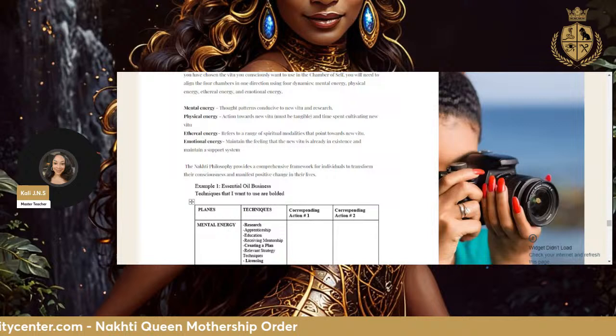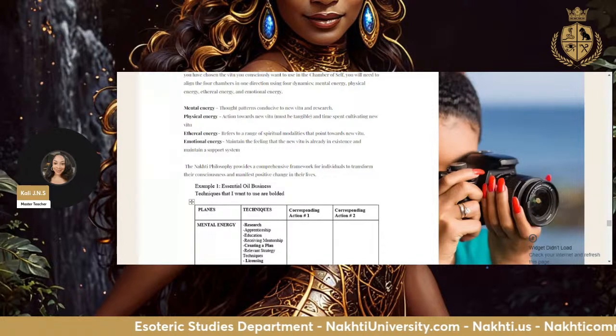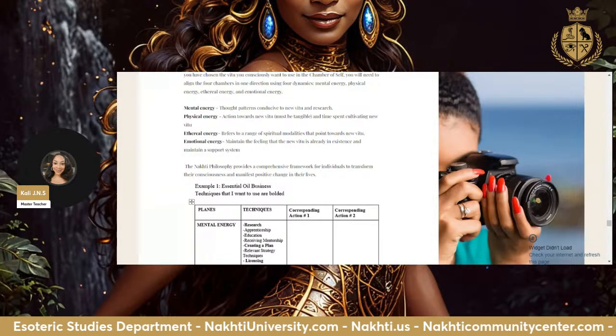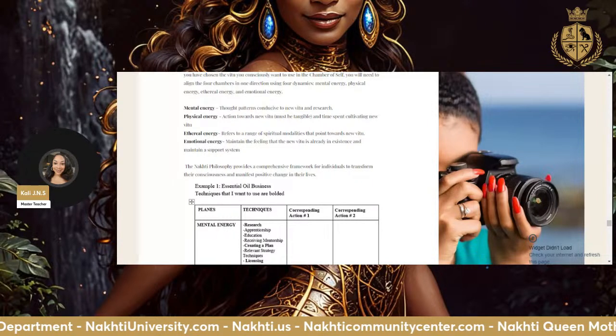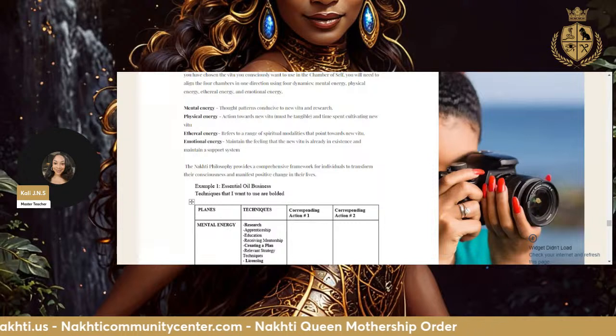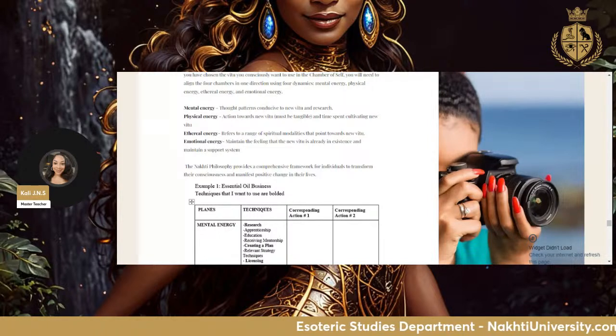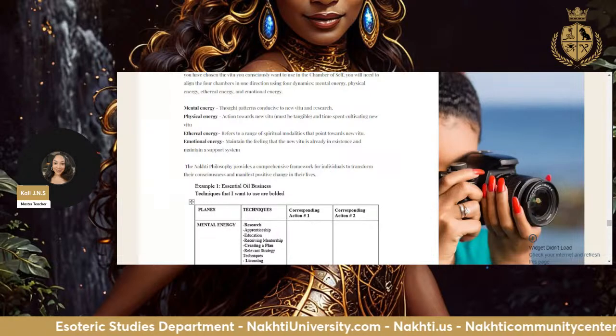And so your mental energy, that's the thought patterns that's conducive to the new information and research. Your physical energy is the actions, must be tangible, and the time spent cultivating the new information. So that could be to start a new business, buy a new car, undo programming, heal from your mother's wound, or whatever it is. It could be anything. You have to choose that. Ethereal energy refers to the range of spiritual modalities that point towards the new V2. That's usually spiritual practices. Emotional energy, maintaining the feeling that the information is already in existence, building a support system of any kind if possible.